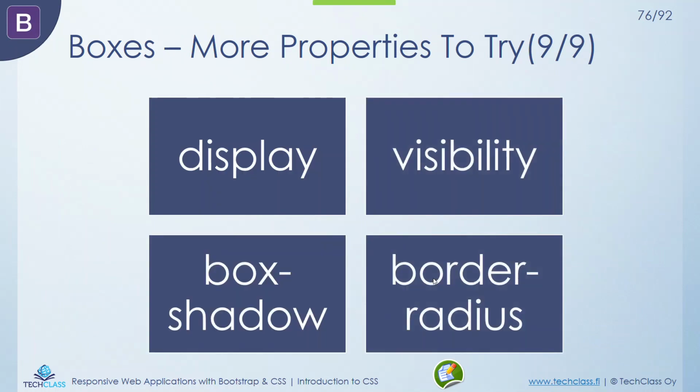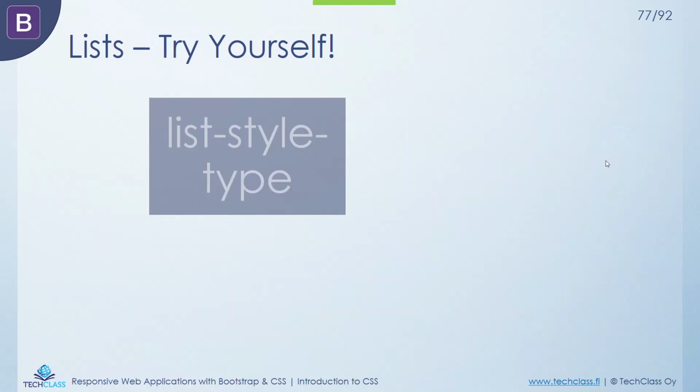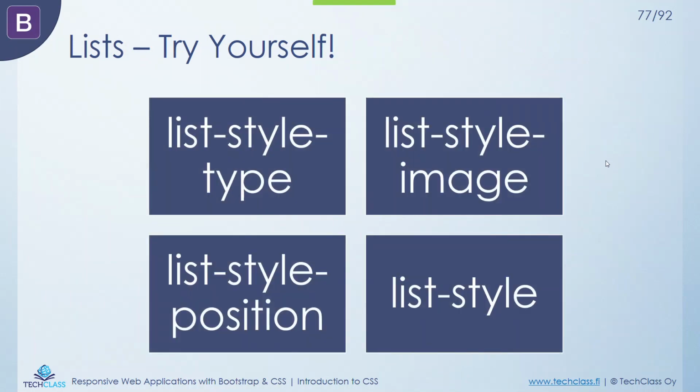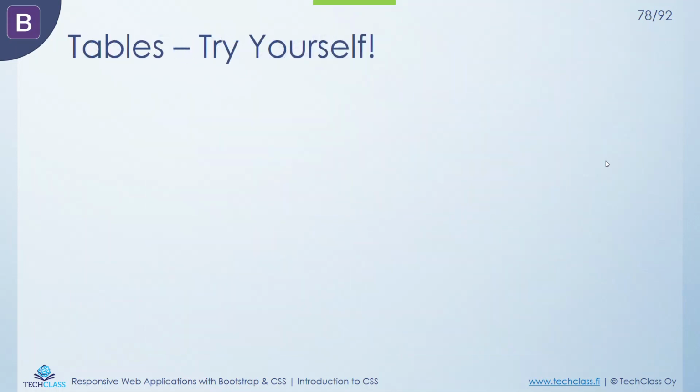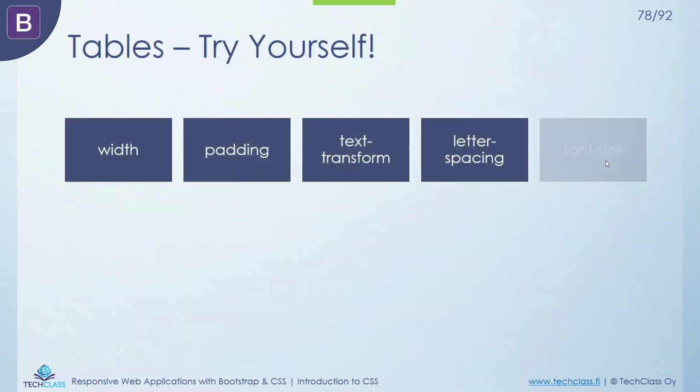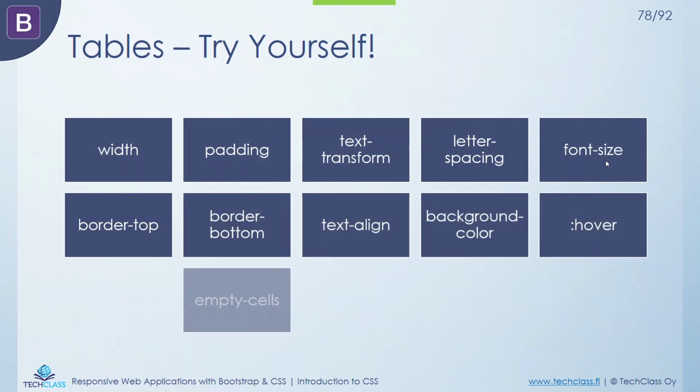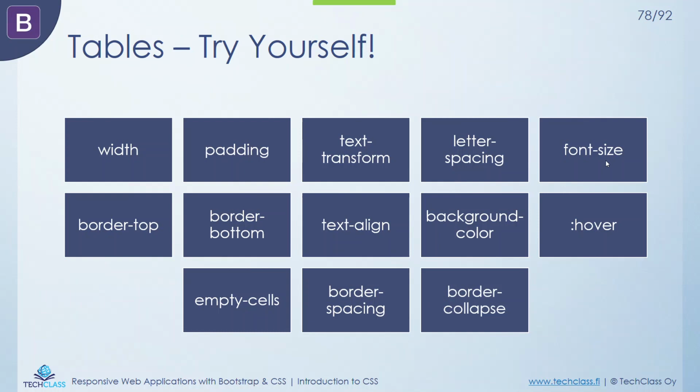And also we have display, visibility, box shadow, and border radius for you to try and get to know more about. Visibility is somehow totally understandable. Sometimes you want to hide some elements. And then we also have styling lists, which is also an interesting concept. I recommend you also search online and find out more about these list properties. And same about tables, also many different properties related to tables.